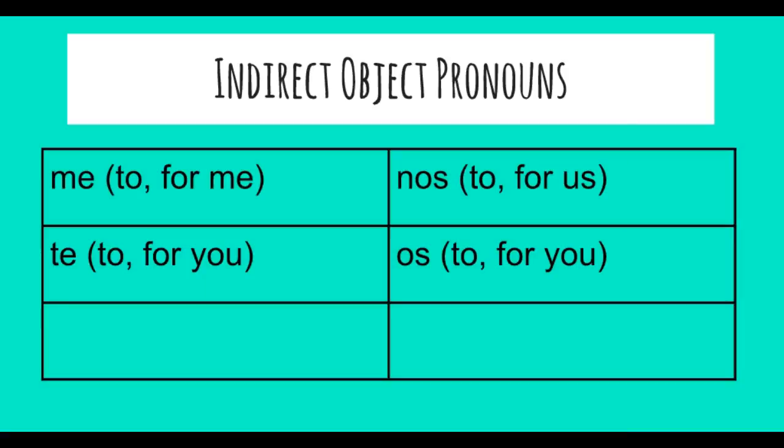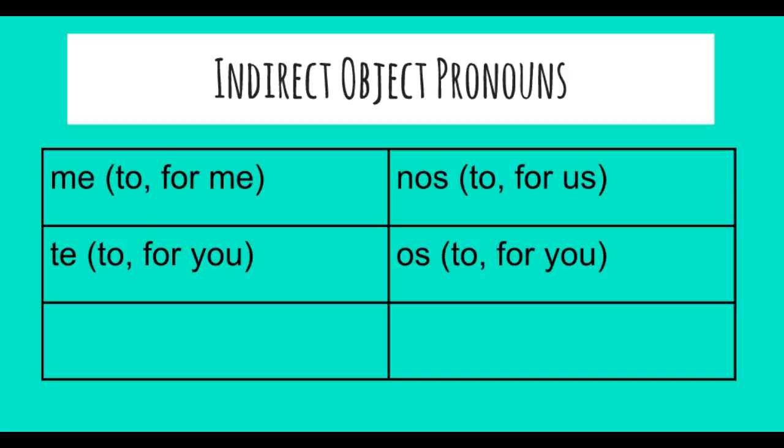The good thing about indirect object pronouns is that in the first person and second person, singular and plural forms, they look exactly like the direct object pronouns. So that should be easy for you to remember. The only difference is that when you use me, this means now that it's being done to or for me. Nos now is going to mean that it's being done to or for us.